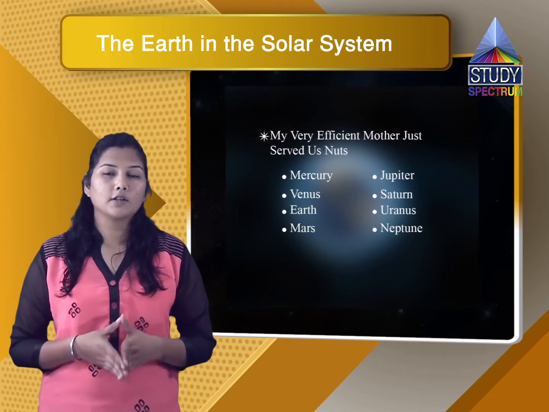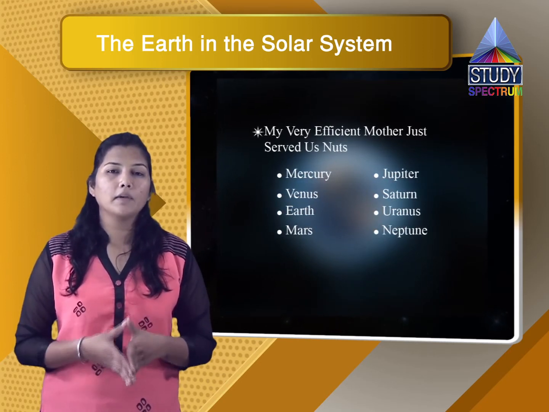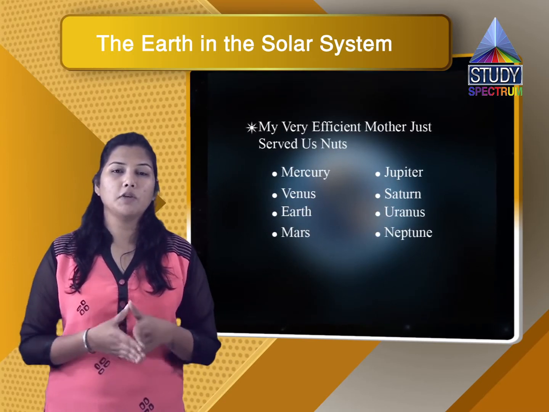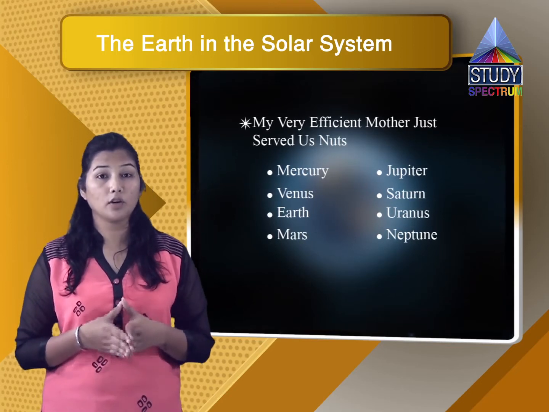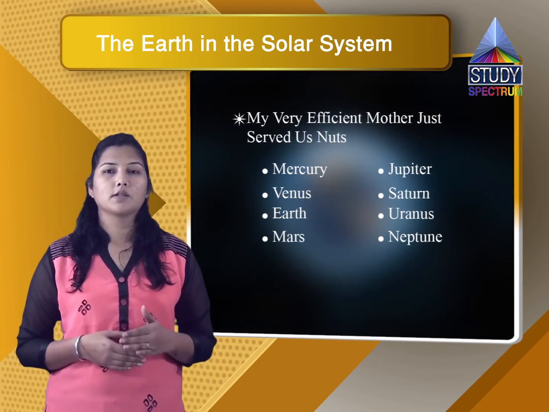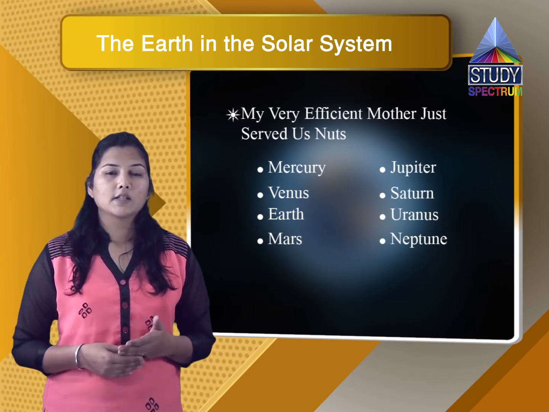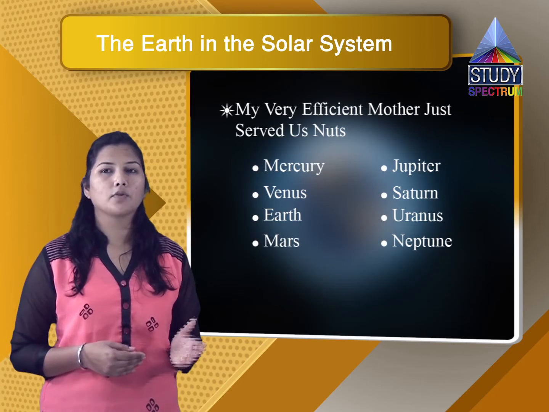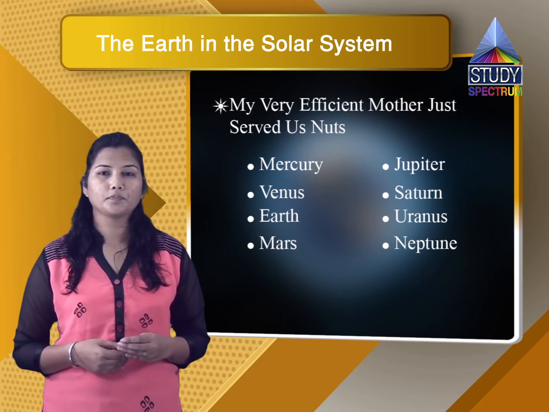The first letter of each word: M-Y, my. M stands for Mercury. Very, the first letter is V. V stands for Venus. E from efficient stands for Earth. Mother, the letter M stands for Mars. Just, letter J stands for Jupiter. S from served stands for Saturn. Us, U stands for Uranus. And nuts, N stands for Neptune.